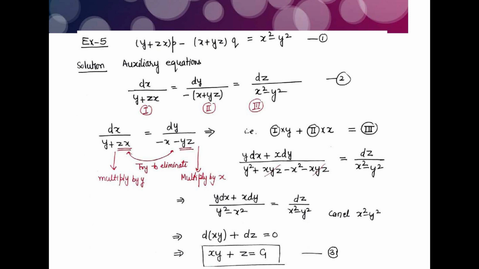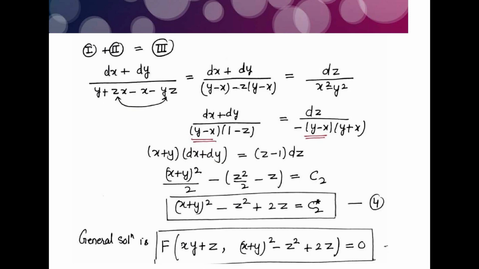Now compare this with dz term, right? So finally we have these two ratios. In the denominator x square minus y square is same, so we can cancel out, and finally we can integrate it, and it is now differential of x into y, plus differential of z equal to 0. Integrate this, we have finally integral curve xy plus z equal to c1, given by equation number 3.